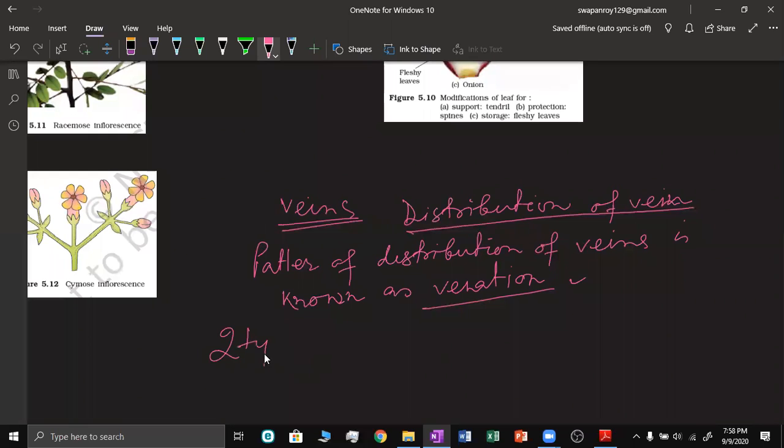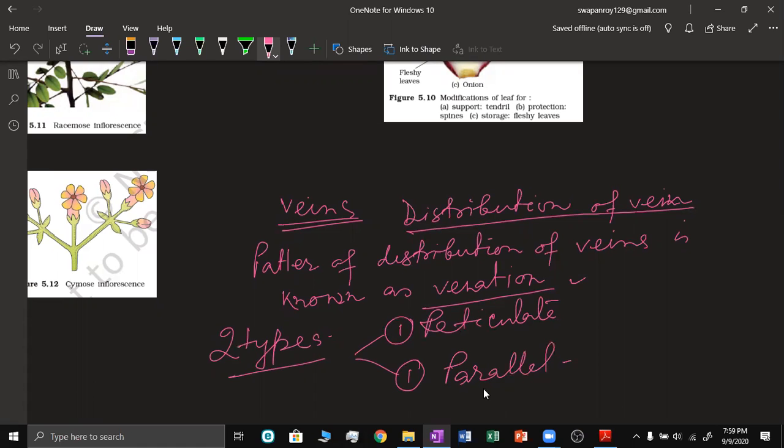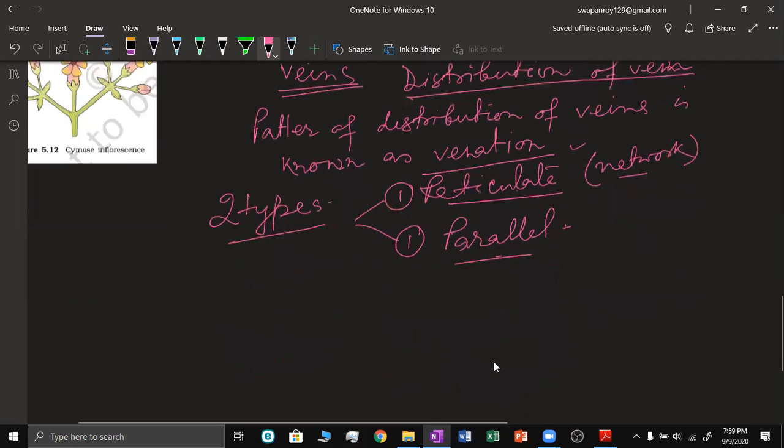Two basic types of venations are there. One is called reticulate, and another one is parallel. Okay, reticulate venation and parallel venation. Reticula means a network. Here what happens, the veins and veinlets make a reticular network. They divide repeatedly.